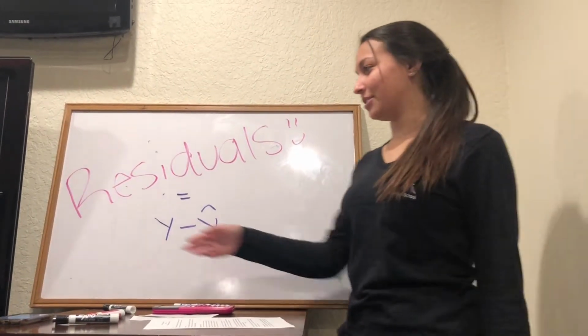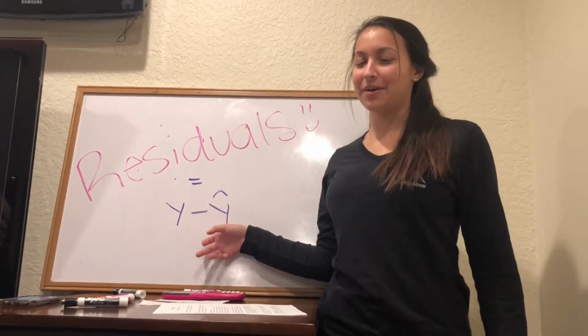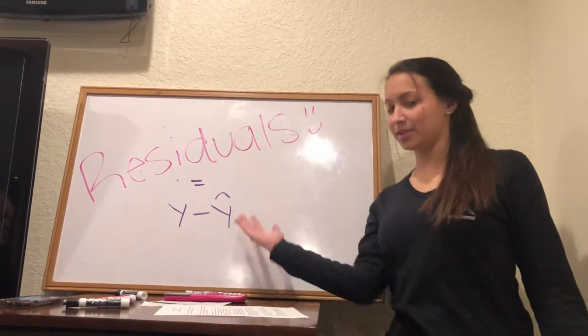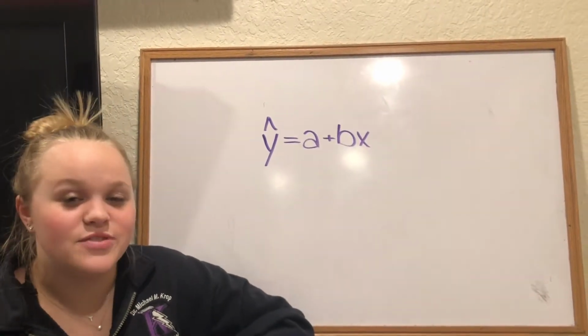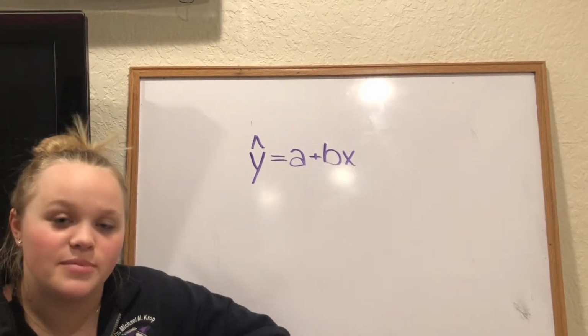Those errors are actually called residuals. You can find it by the equation y minus y hat, which is observed minus predicted. If you use an x value that is too far outside of this range, you are extrapolating and your prediction will not be accurate. The least squares regression line can also be found using your graphing calculator.